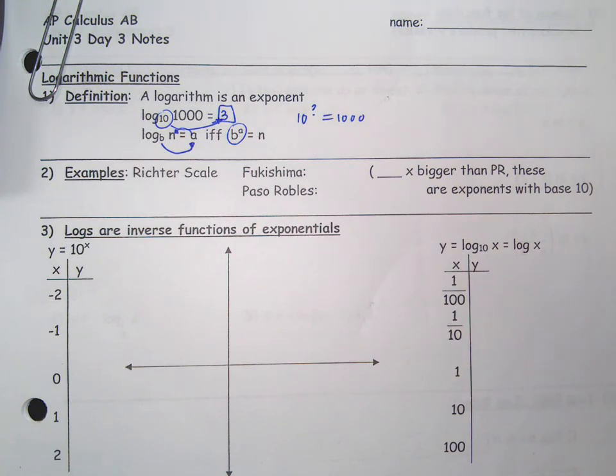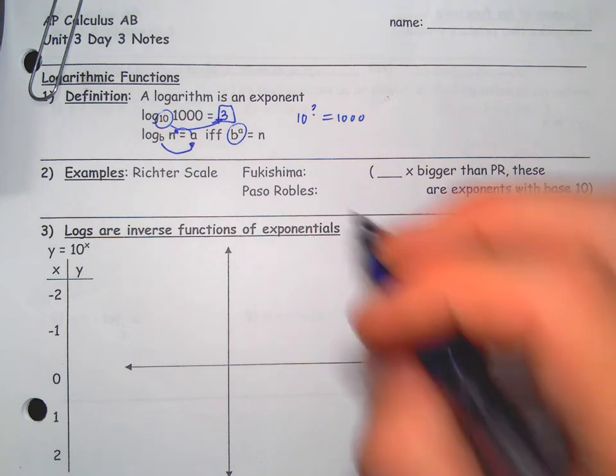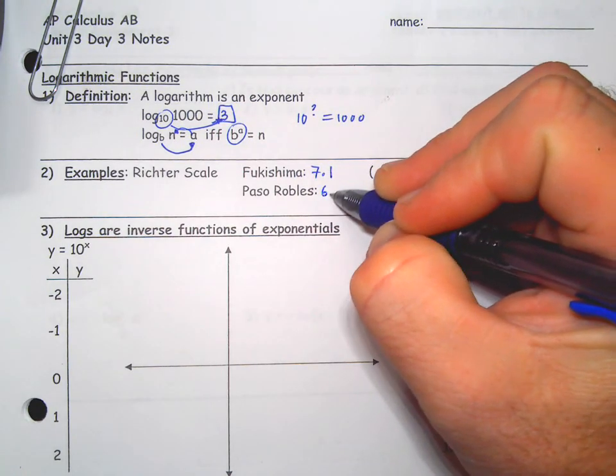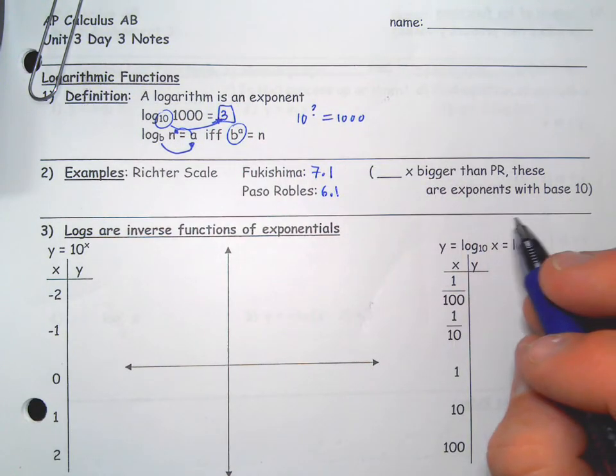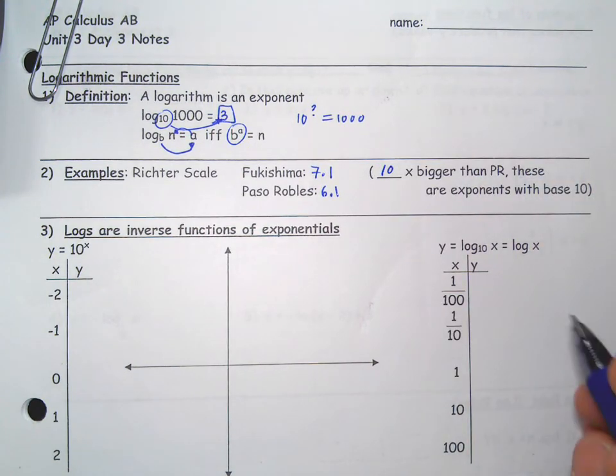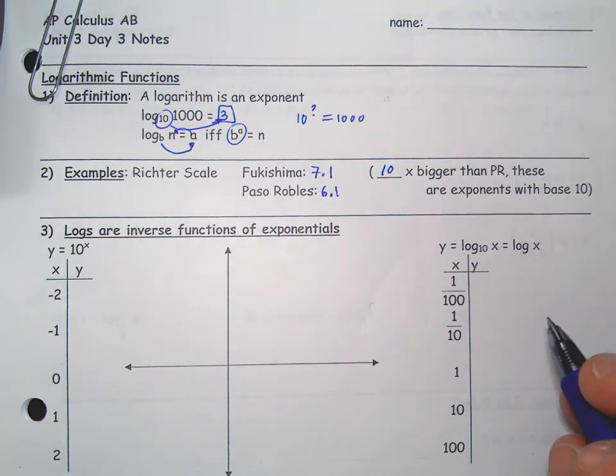Just one quick application is the Richter scale for earthquakes. Every next value in the Richter scale is actually a factor of 10. So Fukushima was a 7.1, Paso Robles way back when was a 6.1. That means that Fukushima was 10 times larger than Paso Robles. So, anyways, all right.